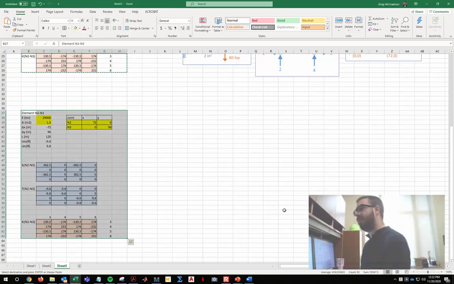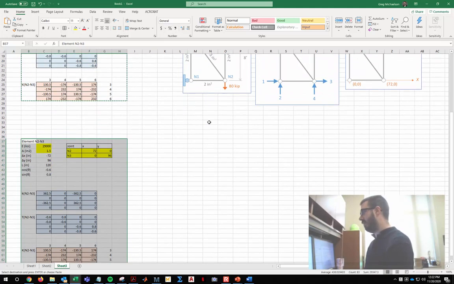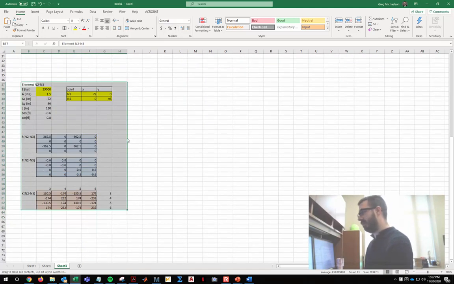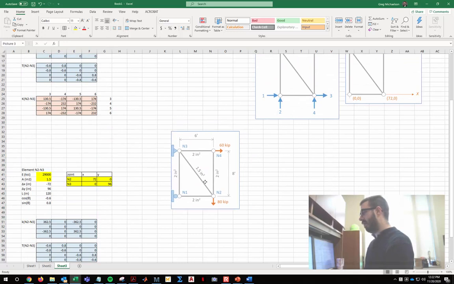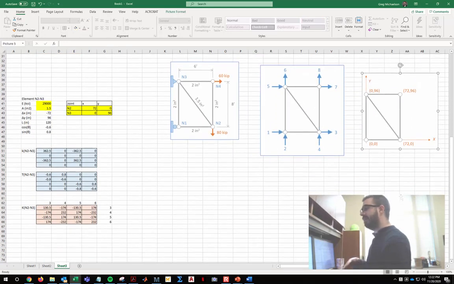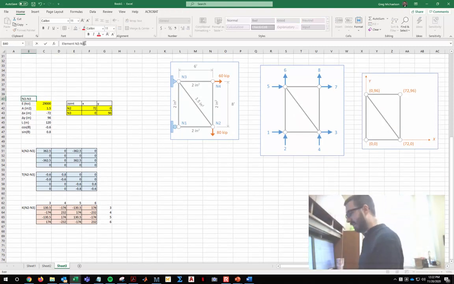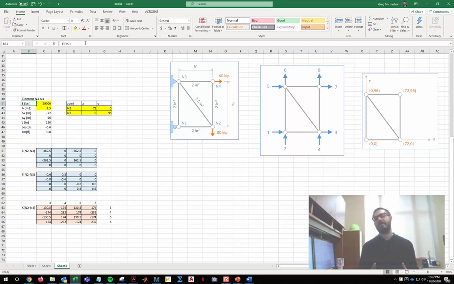I'm going to copy and paste this all over again, and let me drag this down here a little bit, and let me make sure that I'm dragging this down so I can kind of see it. And so now I'm going to do the same thing for element N3 and 4. The nice thing about this is that once you've got it set up, all you have to do is change the values, and Excel takes care of everything else.